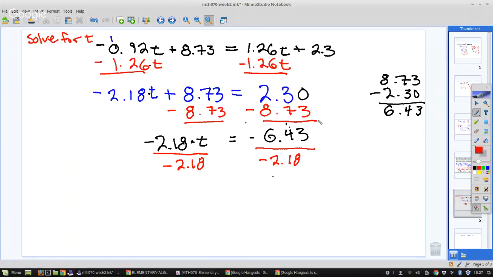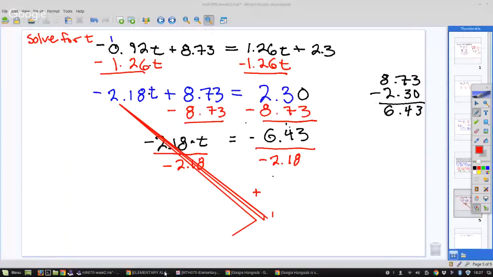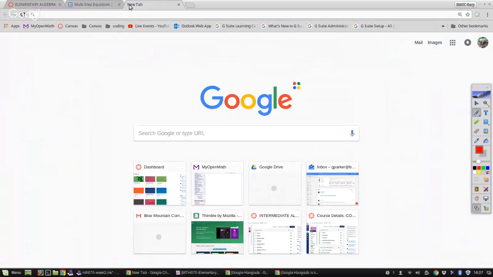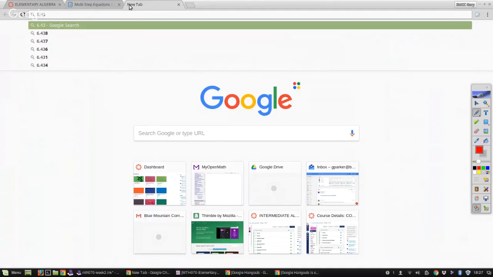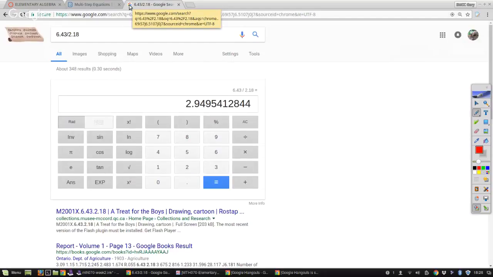Now here is a place where I really don't feel like doing long division. This subtraction wasn't too bad. This addition wasn't too bad, but that's a pain in the butt. Note, negative divided by a negative is a positive, so I'm going to emphasize that there. Otherwise, I think I'm ready for a calculator. So 6.43 divided by 2.18. 6.43 divided by 2.18 is about 2.95-ish, rounded.